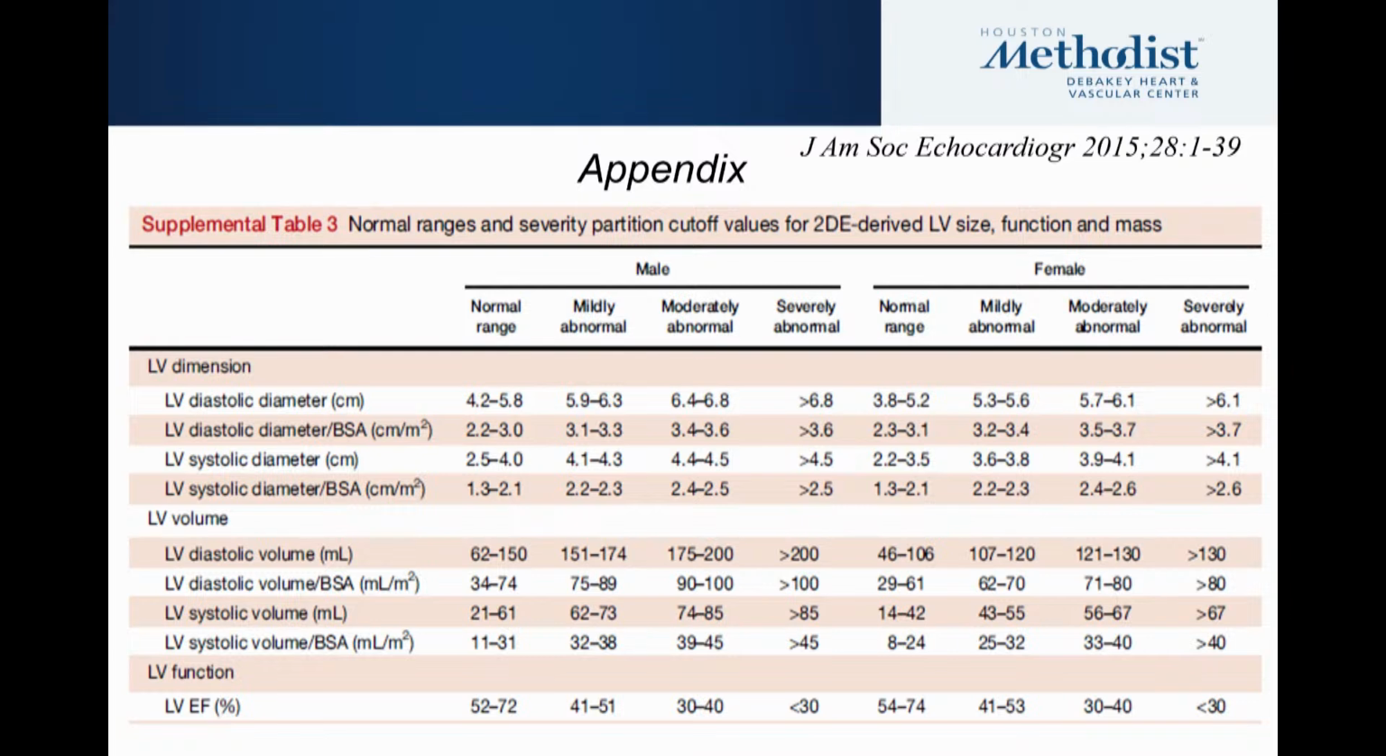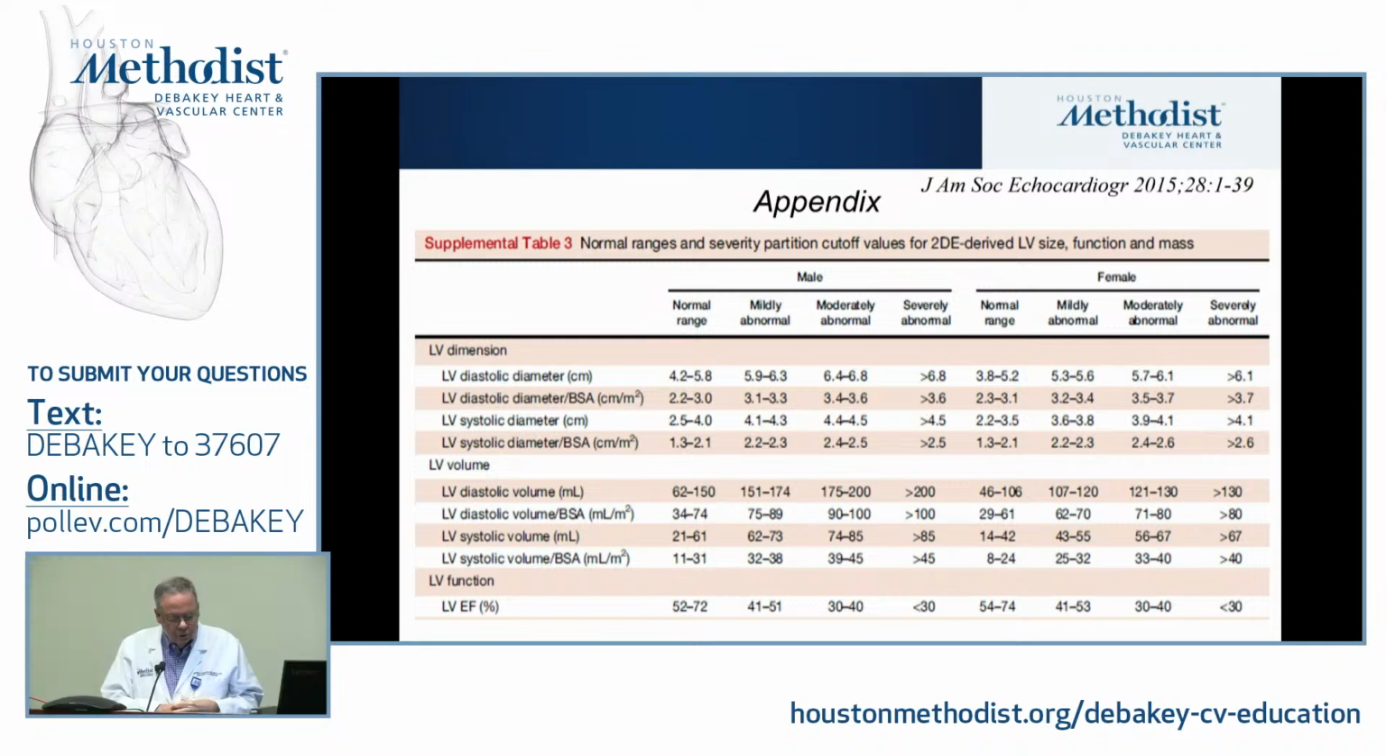This is a table that most labs have somewhere on the wall, because it gives you the normal range and what is considered mildly, moderately, or severely abnormal. But if you remember, I showed you that slide before, that you have to keep body size in mind. And therefore, if you see here, severely abnormal is called greater than 6.8, and a mildly abnormal would be 5.9 to 6.3, but if you have a very big fellow, that might not be the case.